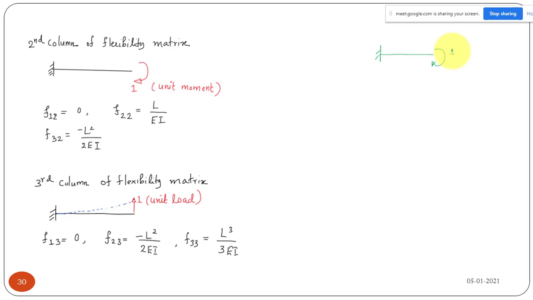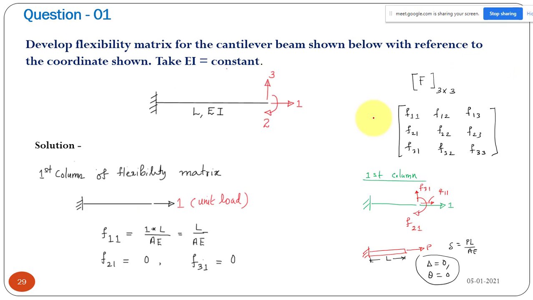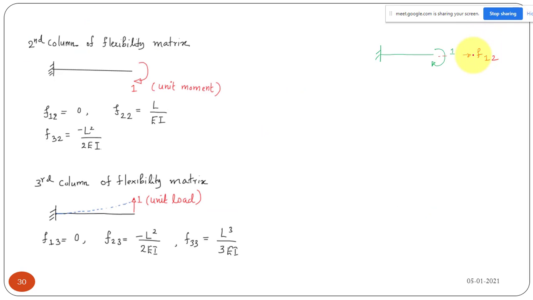I am applying a unit moment, and due to this unit moment, what is the axial deformation? That will be your F12. What we have to find are these three elements: what is the axial deformation, what is the deflection, and what is the rotation. Axial deformation due to this unit moment at 2, that is your F12. And then due to this moment, what is your deflection?